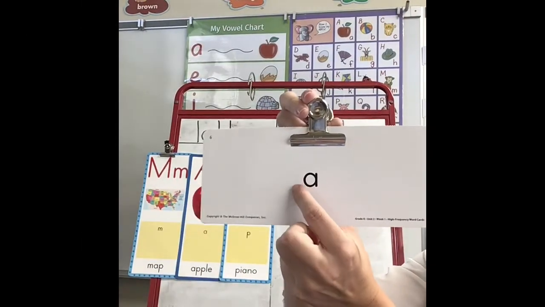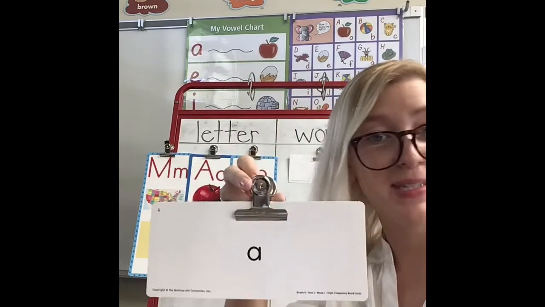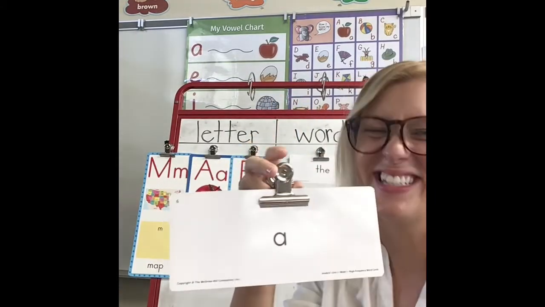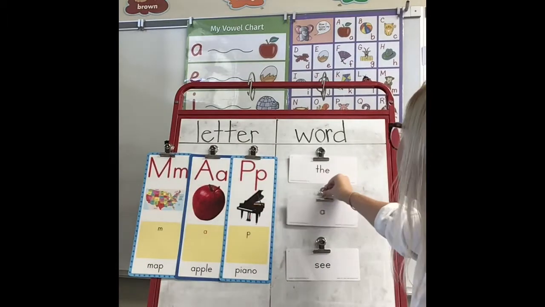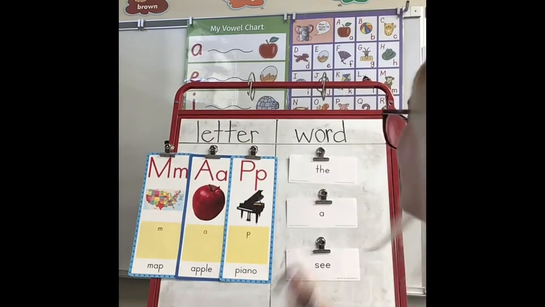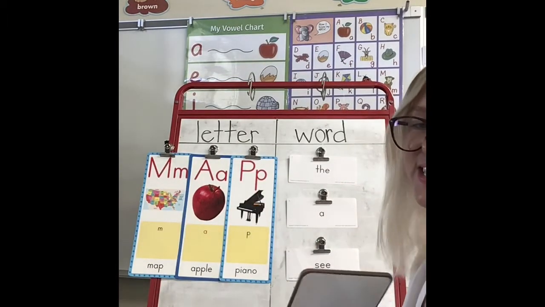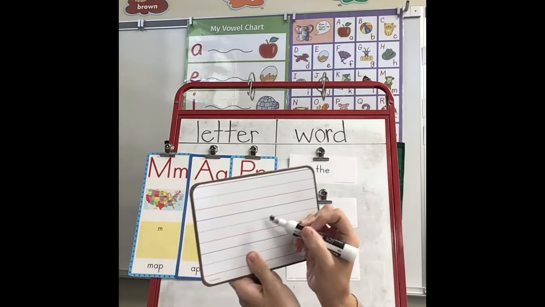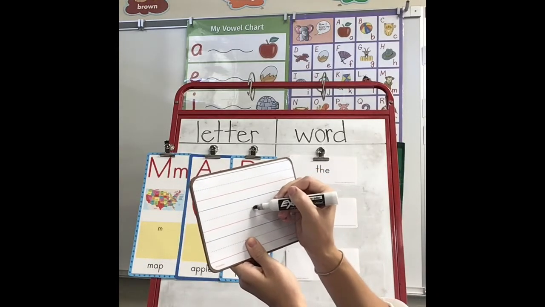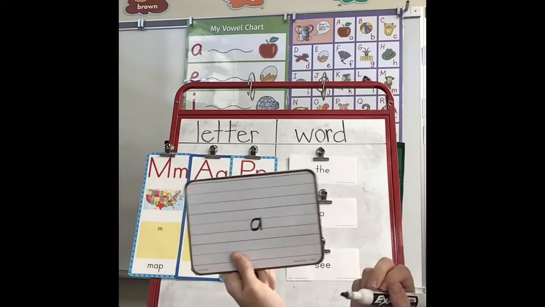This is the word A. Let's read it together. A. Now let's spell it. A. It just has one letter. Let's write the word A. That's a small lowercase a, so we're gonna stay in the middle. I'm gonna go around in a line down.